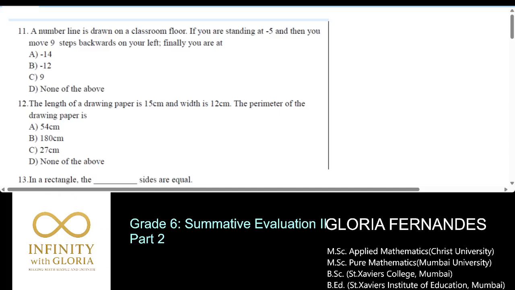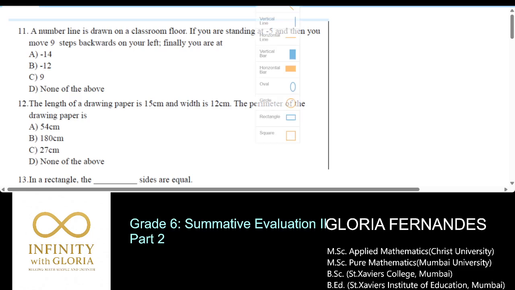Friends, let's start with our part 2. In the last video we have seen the multiple choice questions till 10. Now we'll move forward. So the next question is, a number line is drawn on a classroom floor.